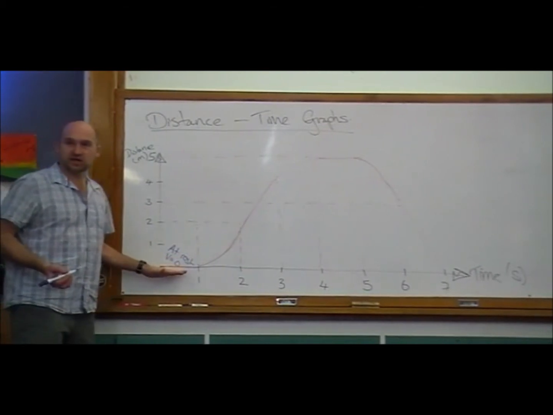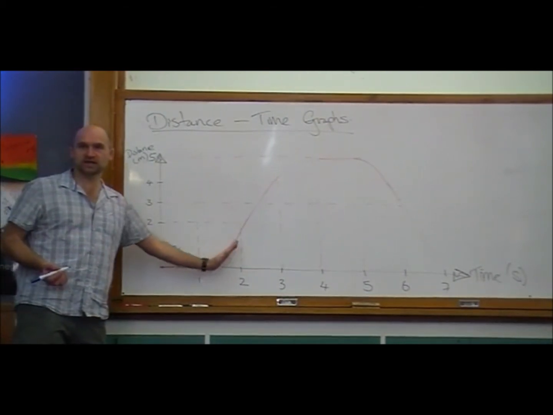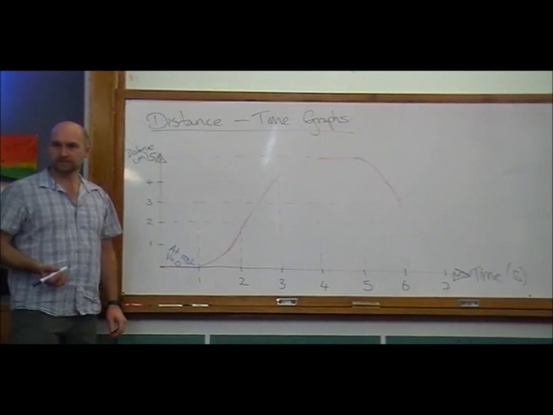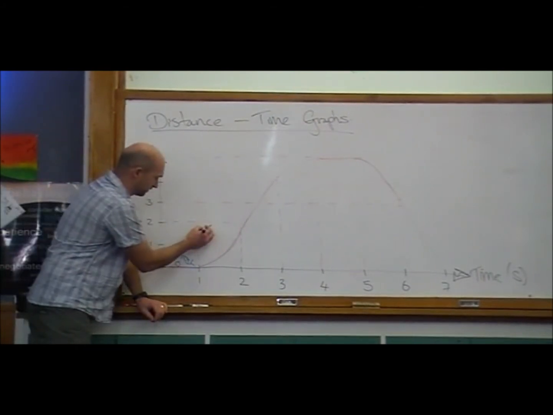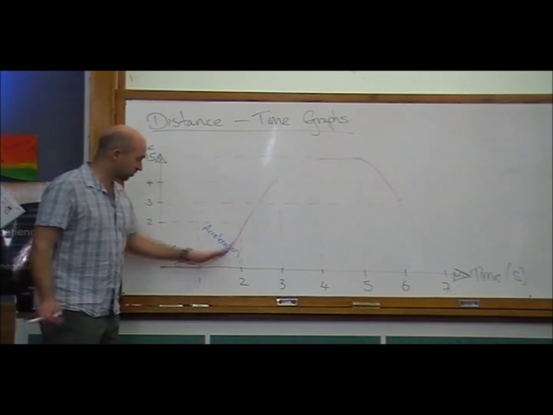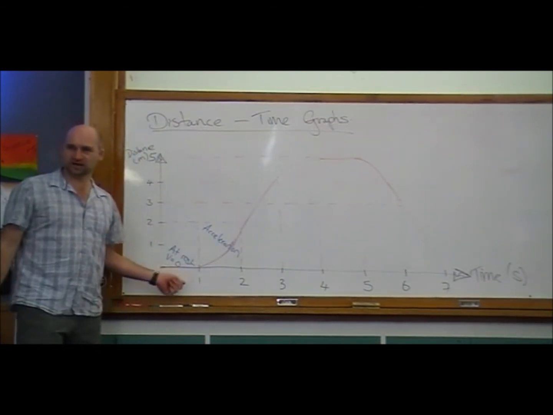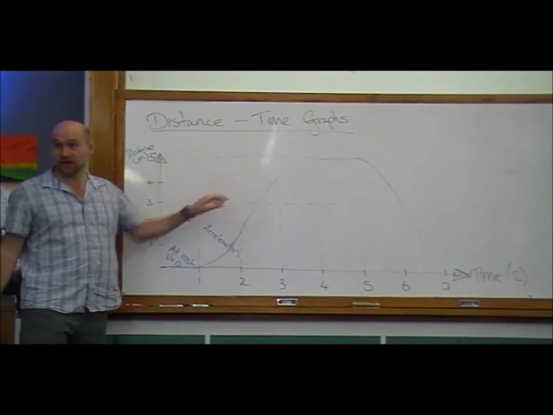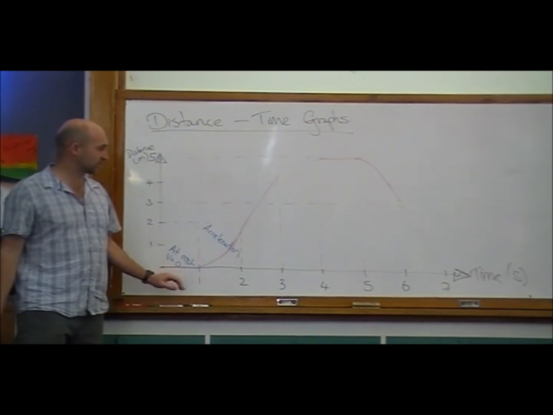What about this curve here, where the gradient's getting gradually steeper and steeper? What does that show? Acceleration. Good. We can't calculate the acceleration directly, but if we wanted to, we can calculate some stuff up here and work back to find out what the acceleration is.